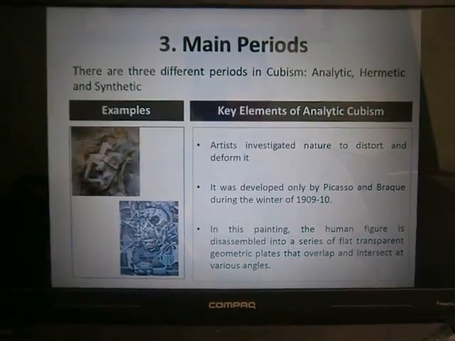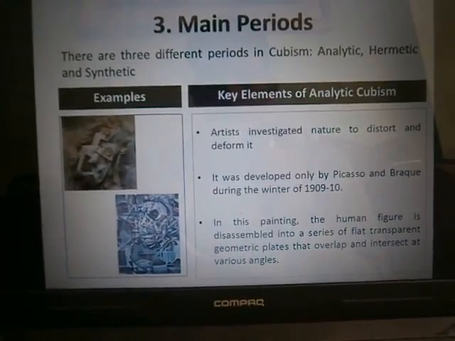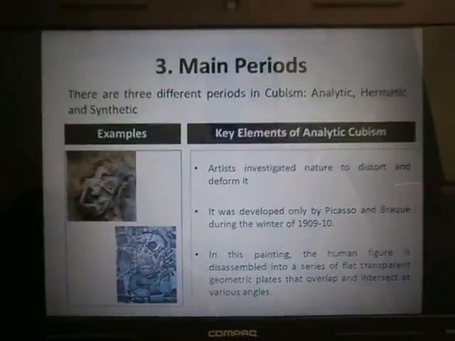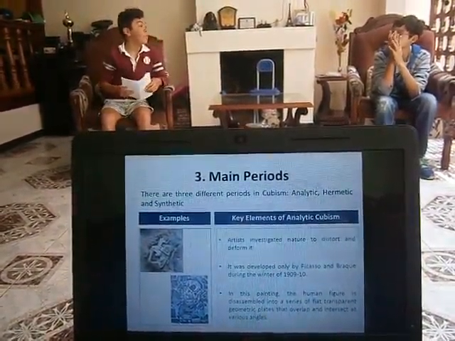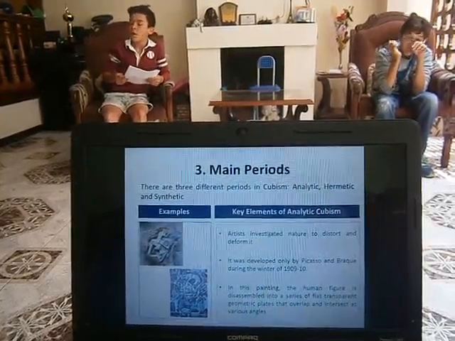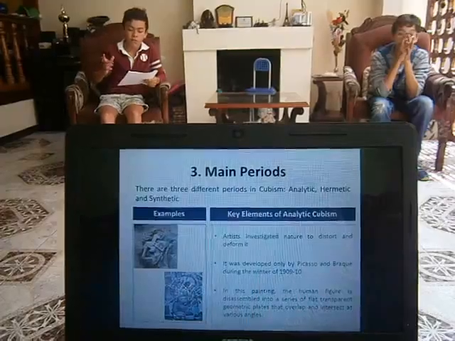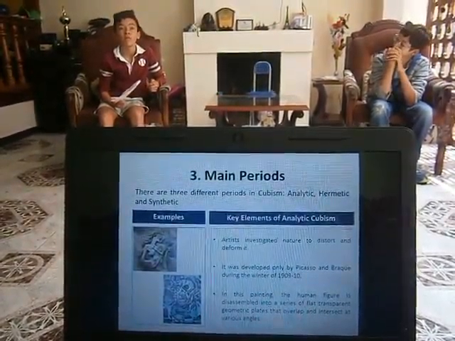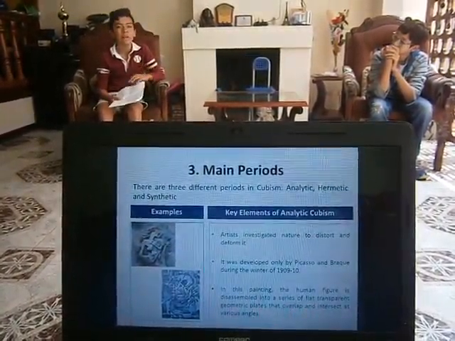It was developed as artists investigated nature to disorder. It was developed only by Picasso and Braque in the winter of 1909 to 1910. The period from 1910 to 1912 is referred to as analytic Cubism. Paintings made during this period show the breaking down, or analysis, of forms. Right angle and straight line constructions were favored, as in Picasso's work in 1910.